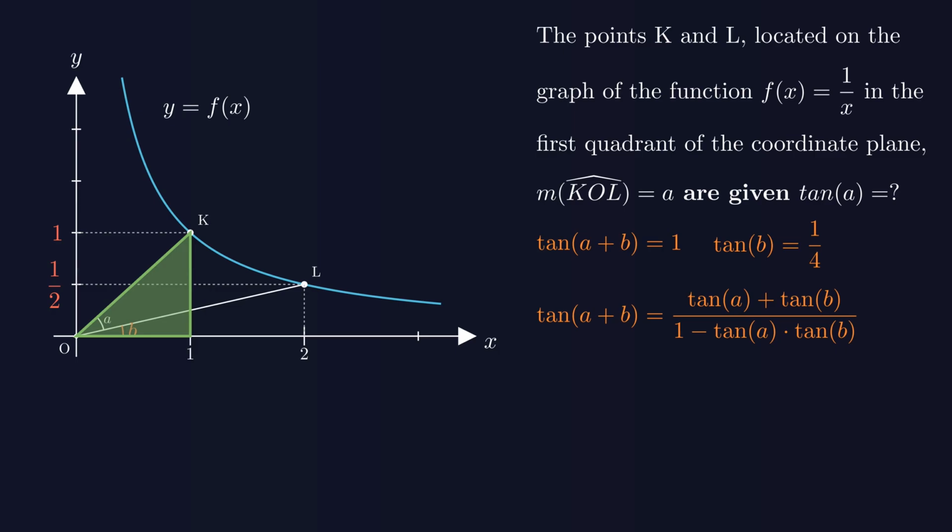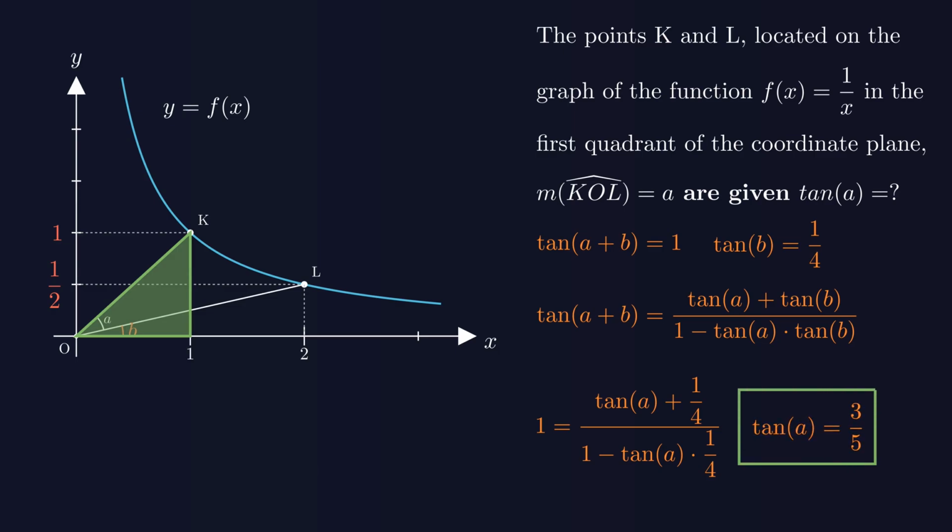Anyway, now that we've got the formula, let's plug in the values we found. We have 1 equals tangent alpha plus 1 over 4, divided by 1 minus tangent alpha times 1 over 4. This is a simple equation with one unknown. Solve it by cross-multiplying the numerator and denominator. Unfortunately, I've run out of screen space here, but if you go ahead and solve it, you'll find that tangent alpha equals 3 over 5. And that's the correct answer.